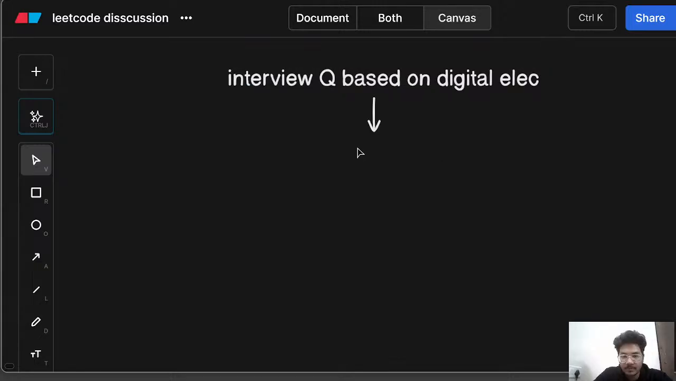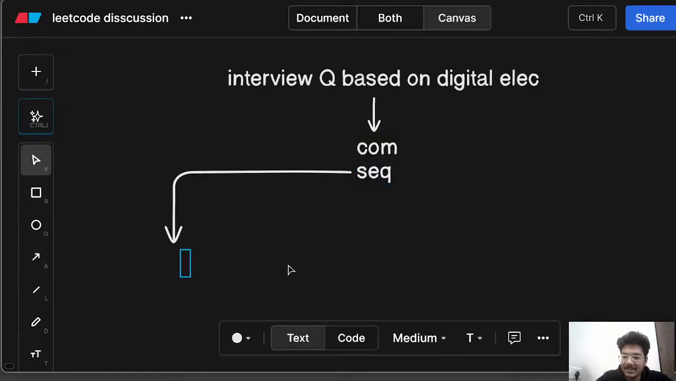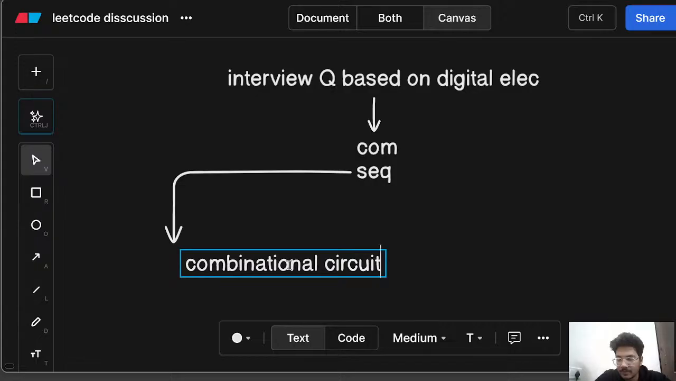Let's see. So the first question is, there are two types of circuit. One is combinational and the other is sequential. So for combinational circuit, the first question that arises from this set is: what is a combinational circuit? So let's see what the combinational circuit is.